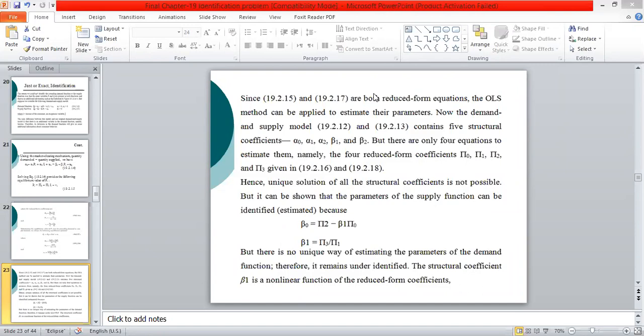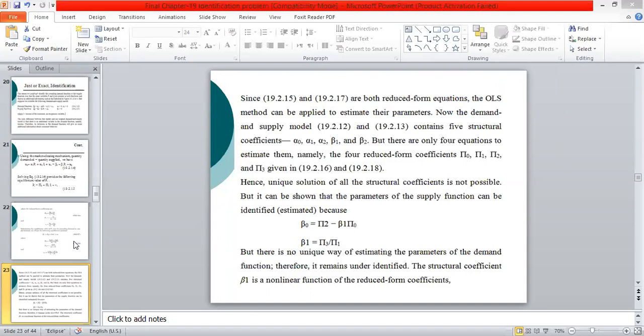The unique solution of all the structural parameters is not possible, but it can be seen that the parameters of the supply function can be identified. How can we identify these 2 parameters? You can look at the previous examples. You can see this one where my cursor is moving: beta 1 equal to pi 3 over pi 1. So we look at what is pi 3 and what is pi 1.